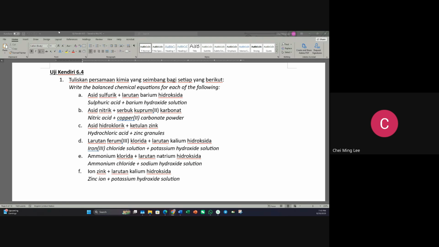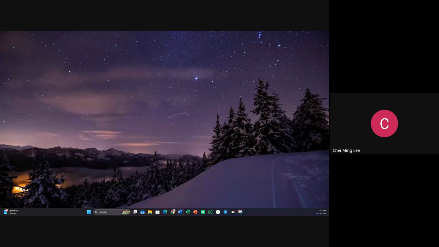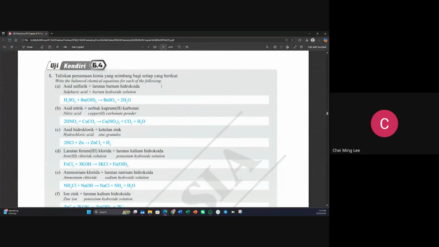Okay, so let's see the answer. Now, sulfuric acid with barium hydroxide solution will form barium sulfate with water. Okay, nitric acid with copper 2 carbonate powder, it will form copper nitrate with carbon dioxide with water.